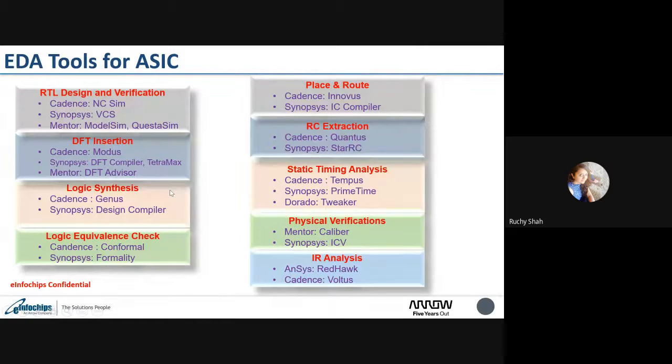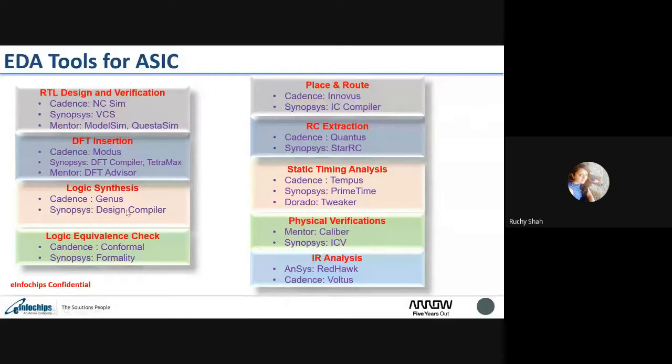Coming to logic synthesis, Cadence has Genus, and Synopsys has Design Compiler. Design Compiler is the leading tool right now, which is mostly used. Coming to the logic equivalence check, Cadence has the Conformal tool, and Synopsys has Formality. Then PnR, which is place and route. Cadence has Innovus. Earlier, you might have worked on Encounter SoC, which was later renamed Innovus. And Synopsys has IC Compiler.